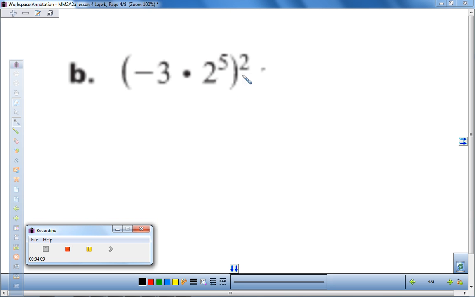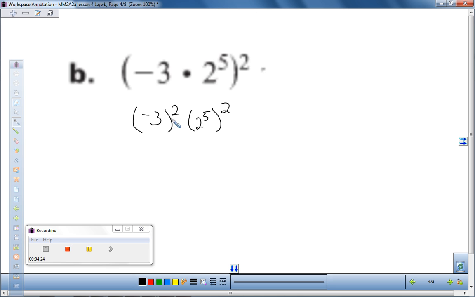Alright, let's look at part B example. With this, we're going to start out with the power of a product. So we end up with negative 3 squared, then 2 to the 5th squared. That would be the power of a product property. And then we're going to do power of a power here.